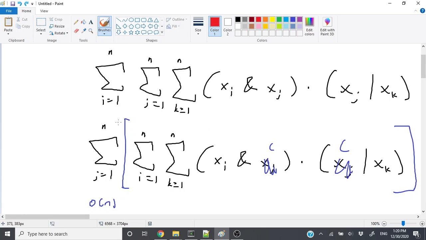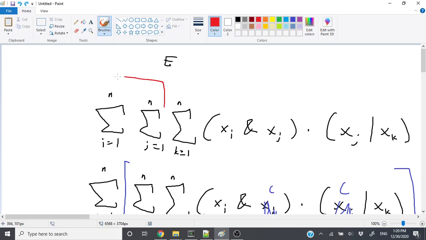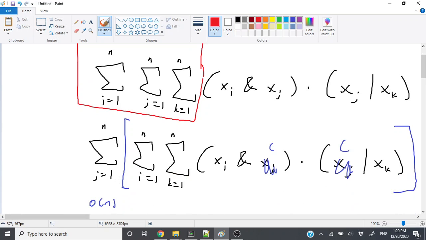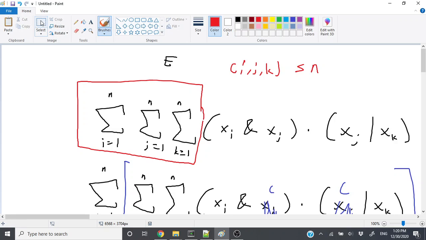And the reason we can do this swapping is that we can swap these sums however we want, because no matter what, we're going to iterate through all tuples of i, j, and k, where they're all less than or equal to n. These are just names we give to the variables. We're always going to end up iterating through all tuples as long as we make sure we don't change the nature of the sums themselves, but we can switch their order around.